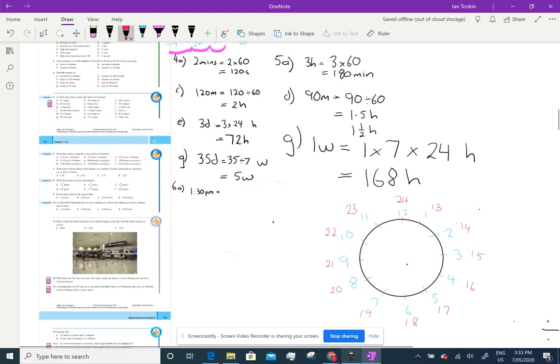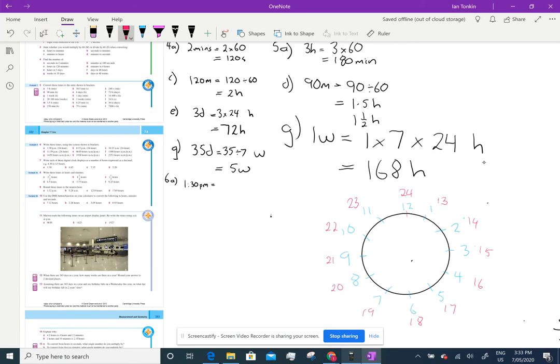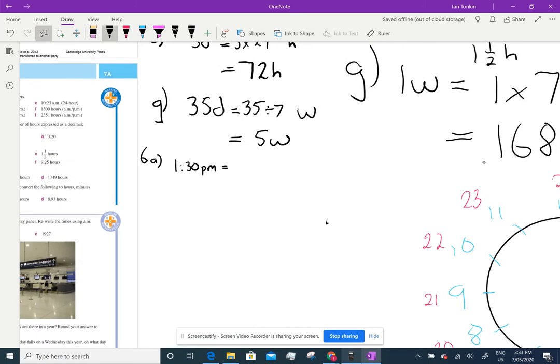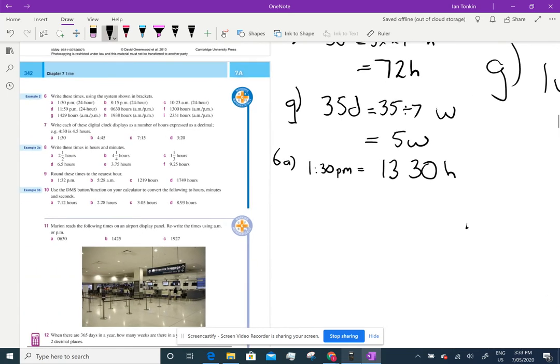So 1:30 p.m. means you've gone round once and you've got another hour and a half. So that will be 13:30. Just think about that, and we call that hours. That's in a 24-hour clock. Okay, I'm going to do the next one.